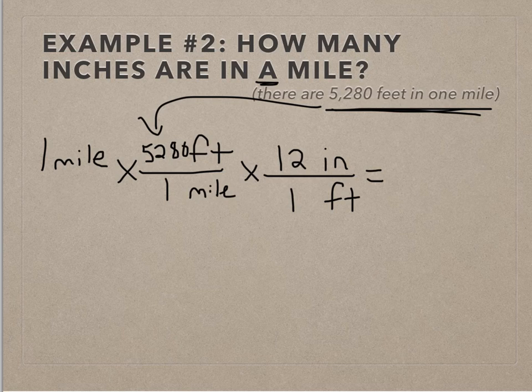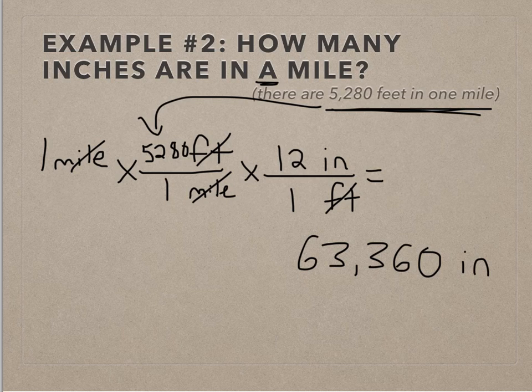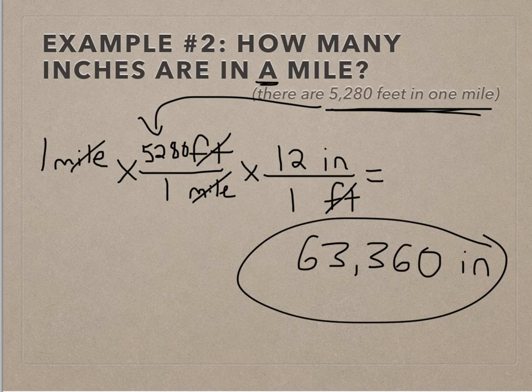Now, what's the math? Cancel out the units. 5,280 times 12, and you have a number for me, read it out. 63,360, that's 12 times 5,280. I canceled out the units. What units are left over? Inches, so I'm going to write inches. That's my answer.